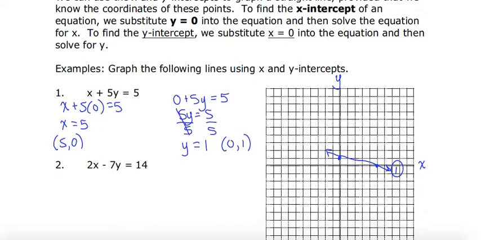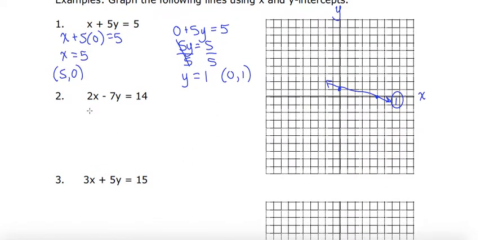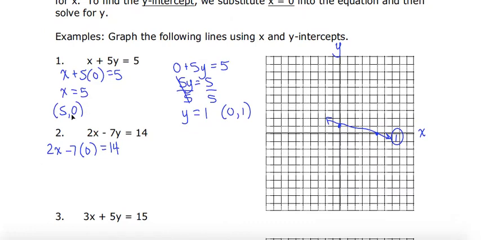So let's go through a couple more examples. For equation 2, we have 2x minus 7y equals 14. So same process, we're going to substitute 0 in for the y to find our x-intercept, and then we're going to do it again where we substitute our 0 in for our x to find our y-intercept. So we're going to have 2x minus 7 times 0 is equal to 14. So 7 times 0 is 0, so we're left with 2x is equal to 14.